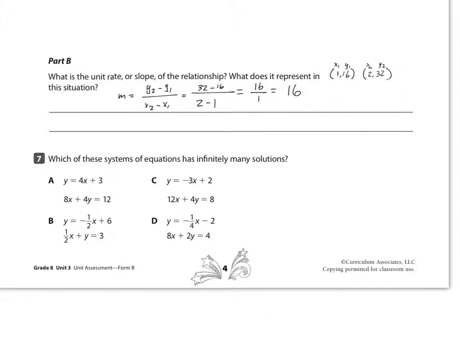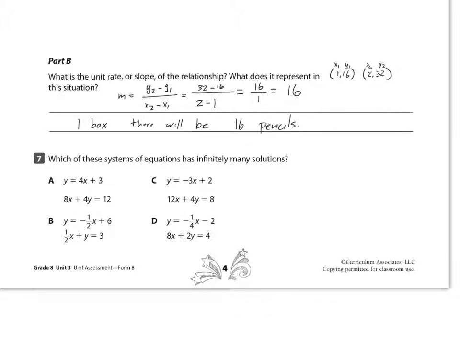Now it's asking you what it represents in this situation. In the problem, you were talking about boxes and pencils. So in one box, there will be 16 pencils.